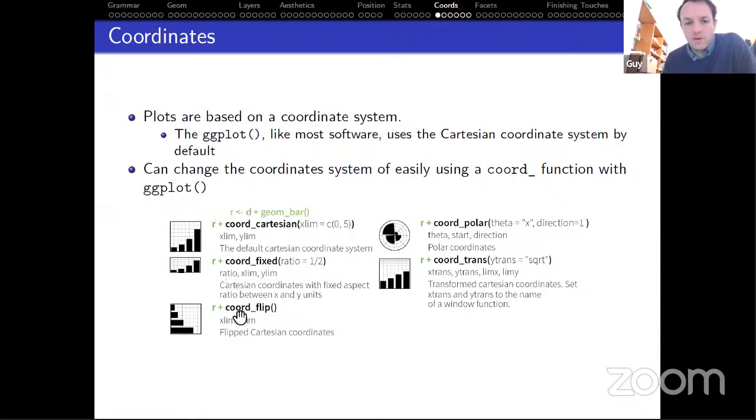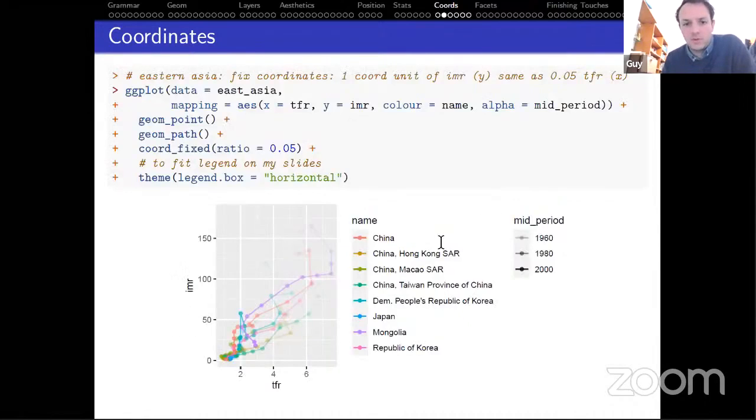Coordinate flip, for example, is just going to flip the x and y coordinates, so what was x becomes y and so on. Coordinate transform allows you to transform the coordinate system from Cartesian to perhaps a square root or logarithmic axes. We could do this using coord_trans. We can fix the ratio between the height and the width if we want, and we can also move to a circular plotting system using coord_polar. So there are a few examples of that in action.